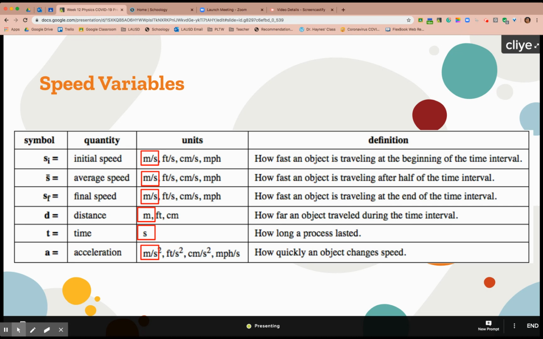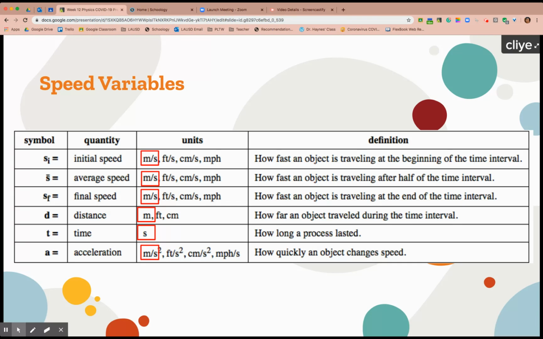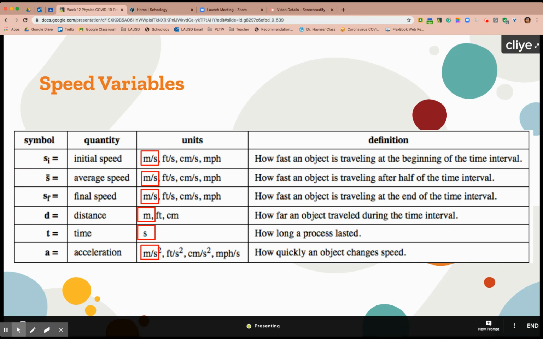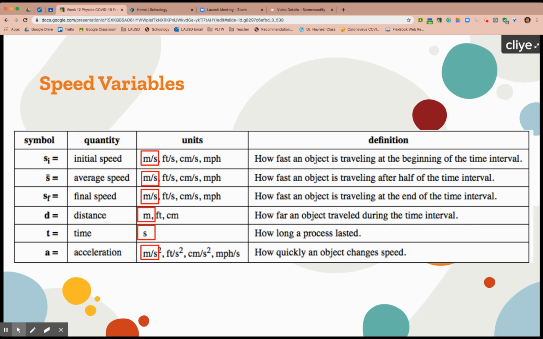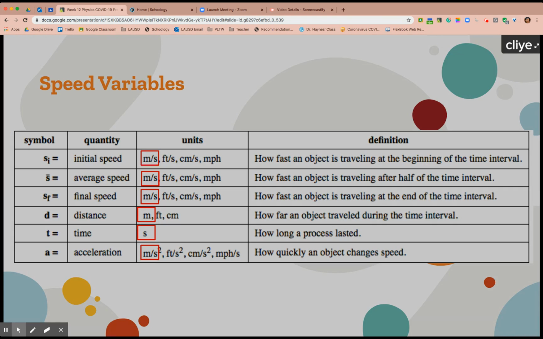Now, this is a unit, meters per second squared. You don't have to square acceleration. Units just tell you what the number is measuring. That's what a unit does. So even though you see the squared here, you're not squaring anything. That is the unit for acceleration. And if we get to that later, we'll see why it says second squared. So those are our variables for speed.